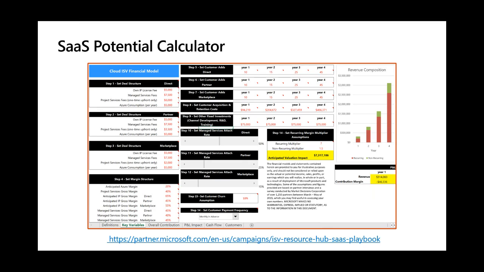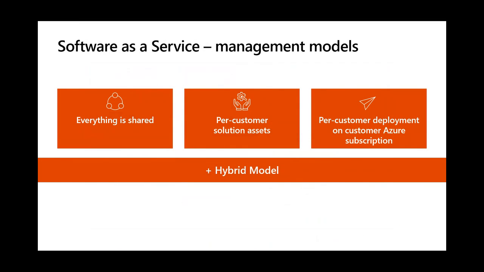Okay, now let's look at the management models. As I mentioned before, everything can be shared. This is the typical multi-tenant situation. Or there might be per-customer solution assets, or there might be per-customer deployment. And on top of that, there's the hybrid model.